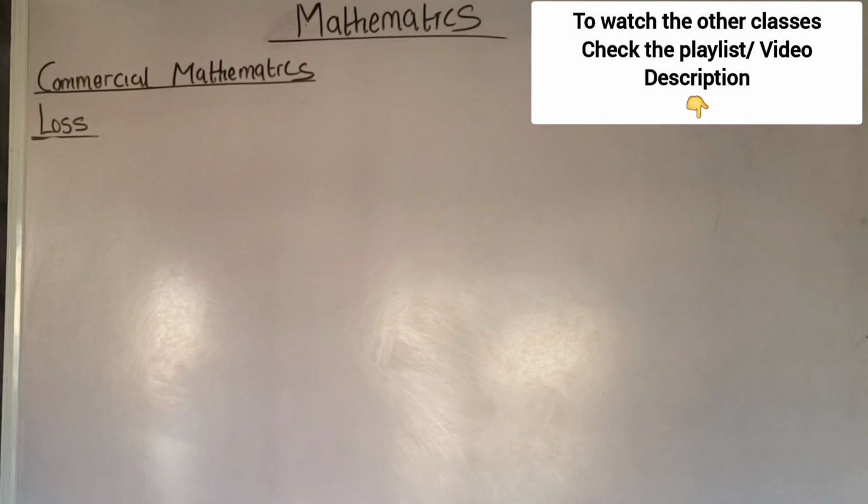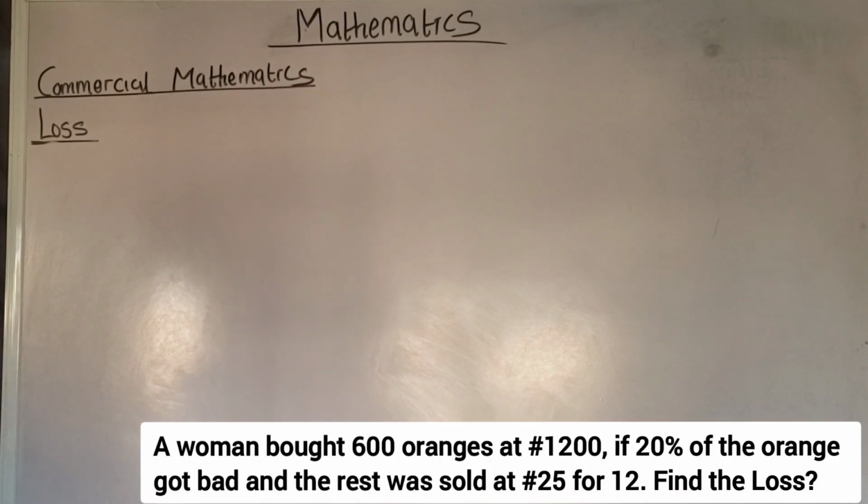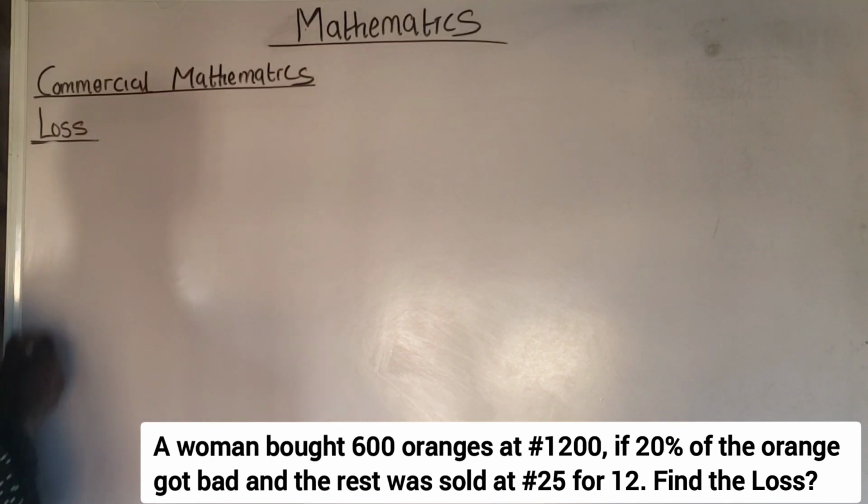A woman bought 600 oranges at 1,200 naira. If 20% of the oranges got bad and the rest was sold at 25 naira for 12, find the loss. Okay, let's start by writing out the information that we're given in the question.